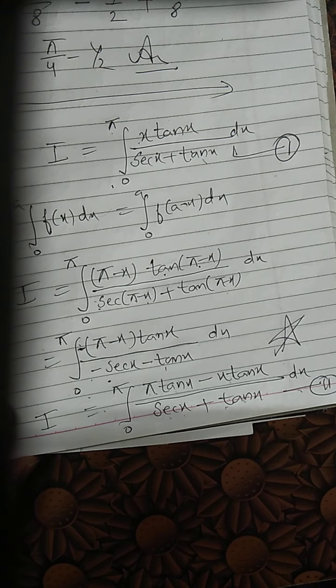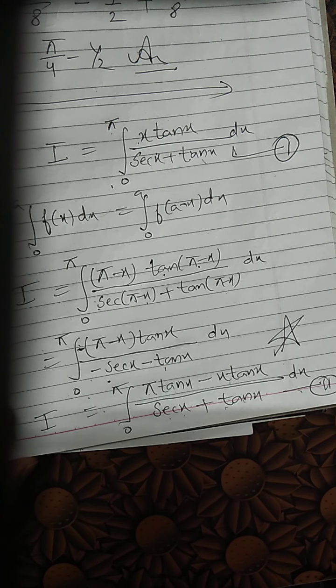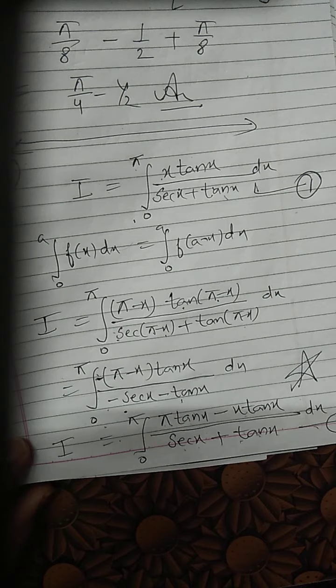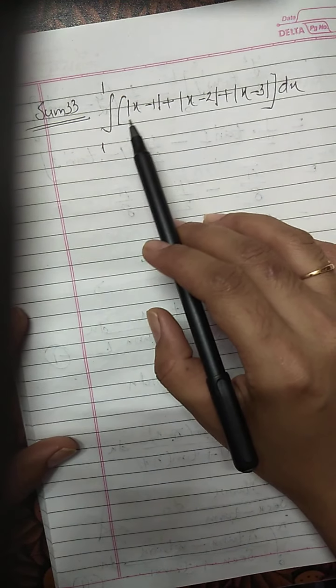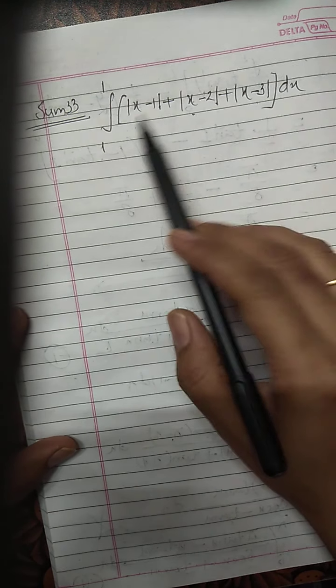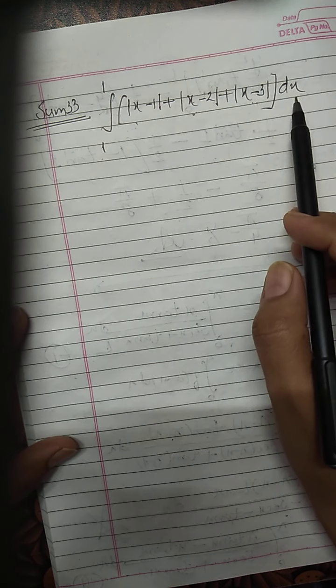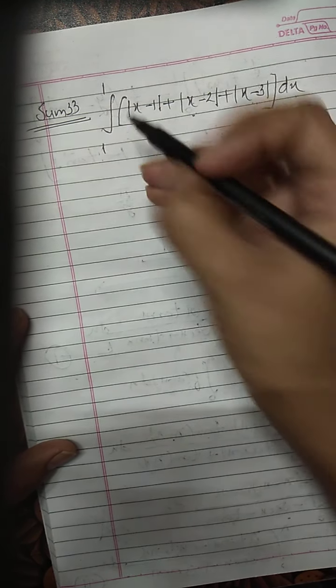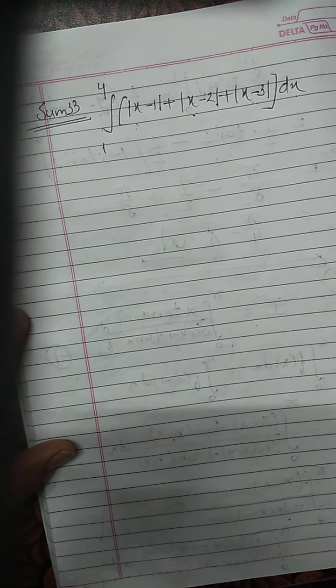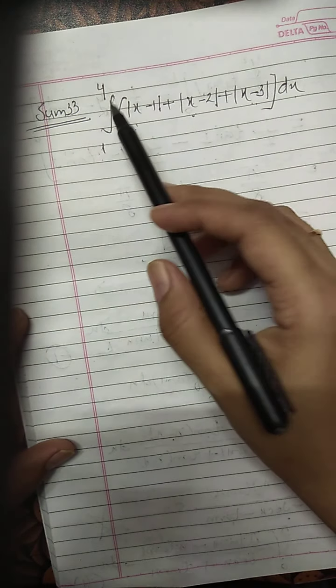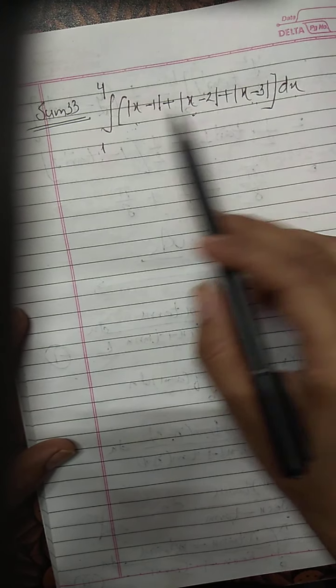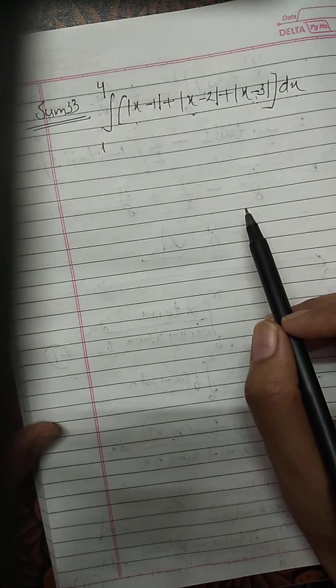So I am leaving this sum number 32 for you people, and I will give you the hint now for sum number 33. Here sum number 33, we have a sum of three modulus functions: mod of x minus 1 plus mod of x minus 2 plus mod of x minus 3 dx. The limits are 1 to 4. Now in 1 to 4 we have to check the signs for all these three modulus functions.